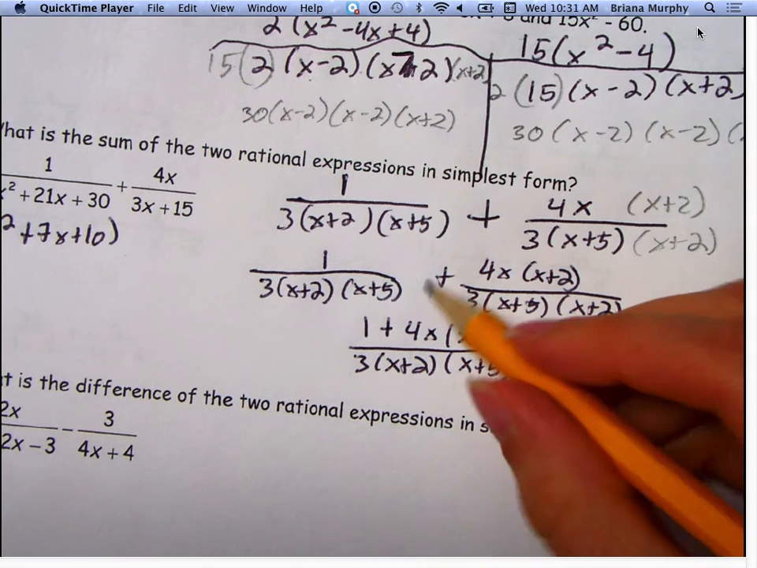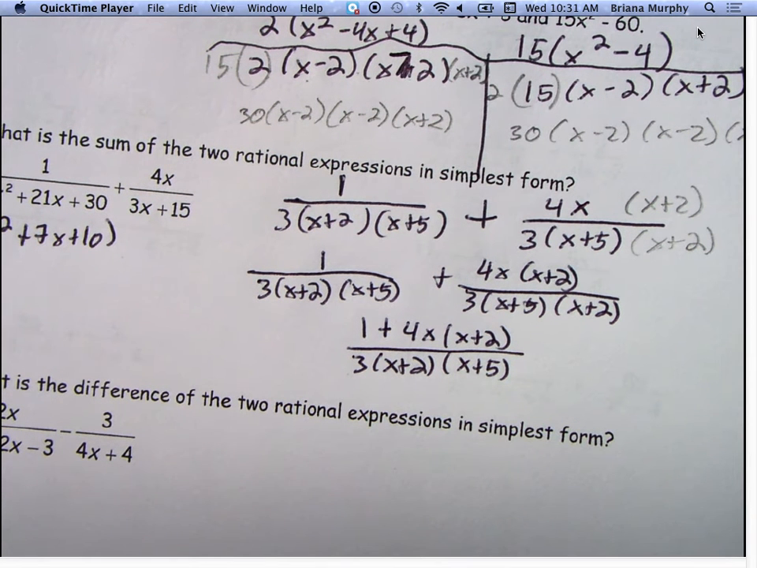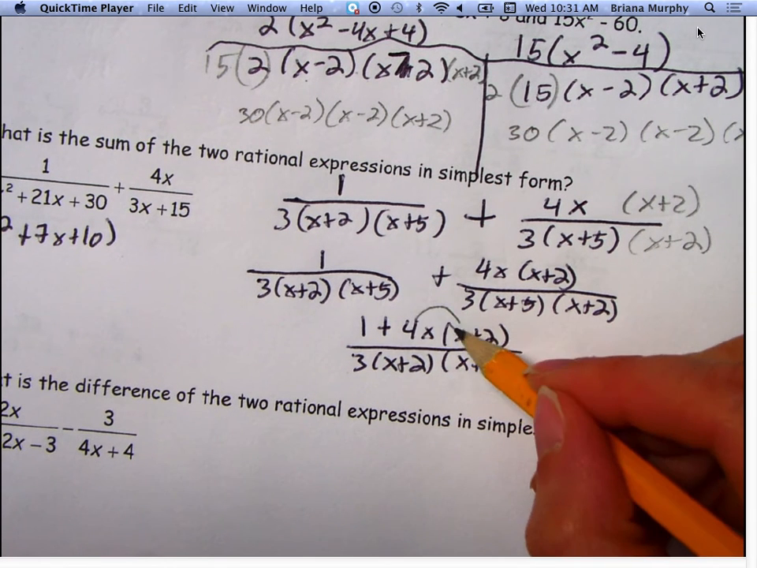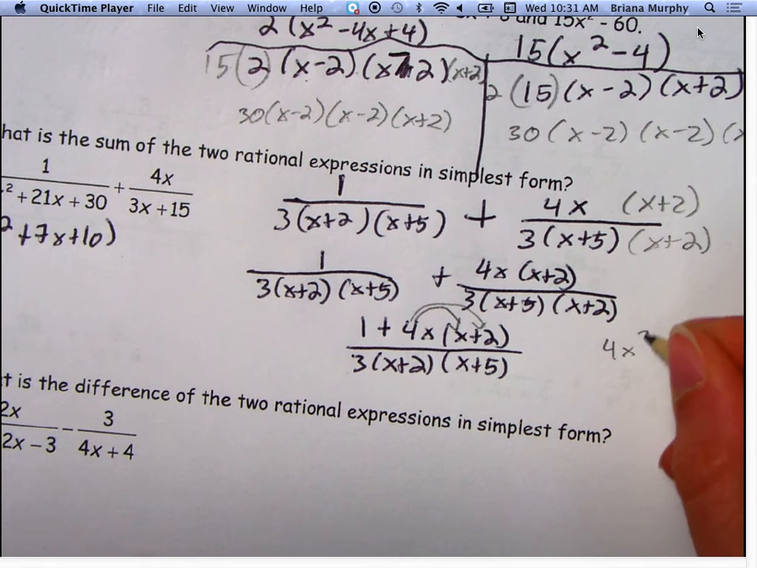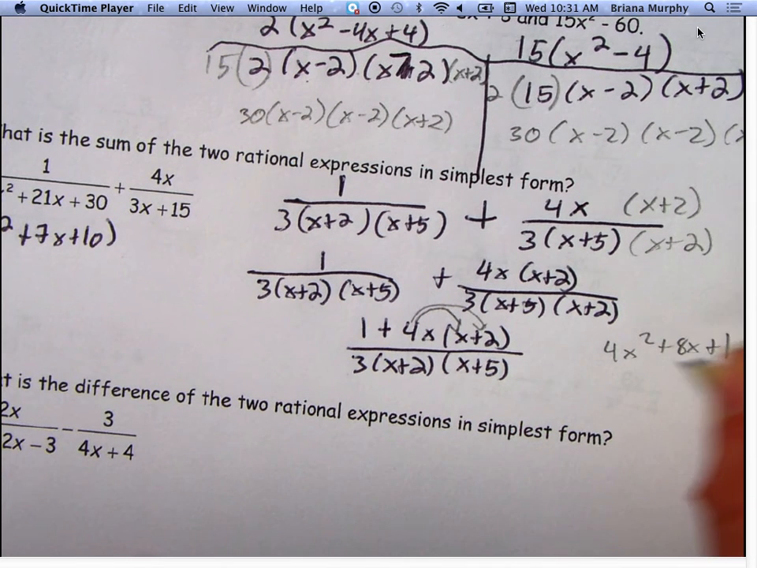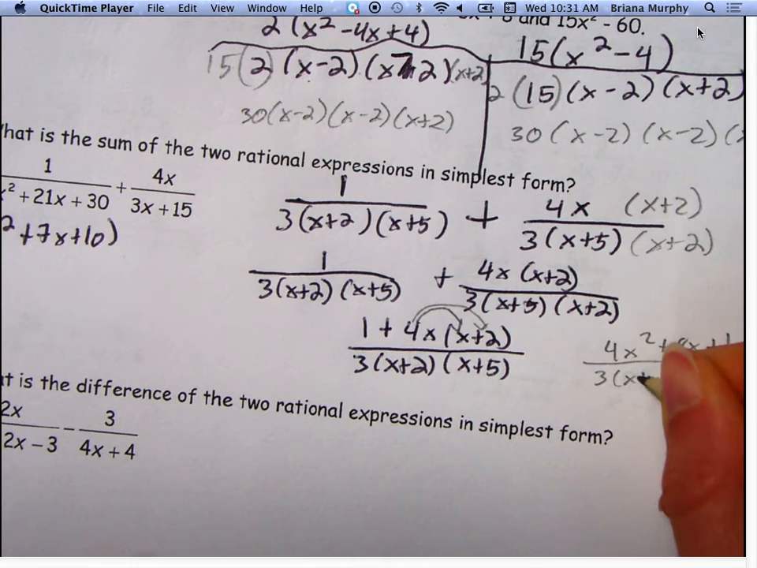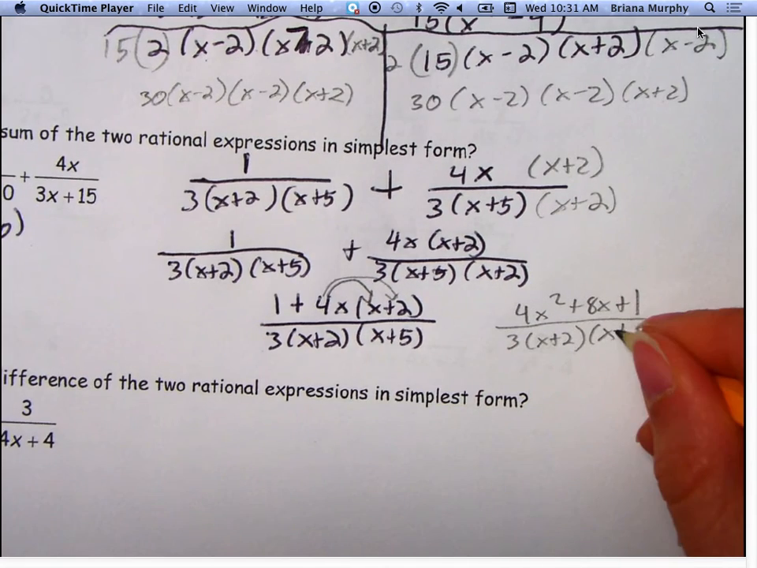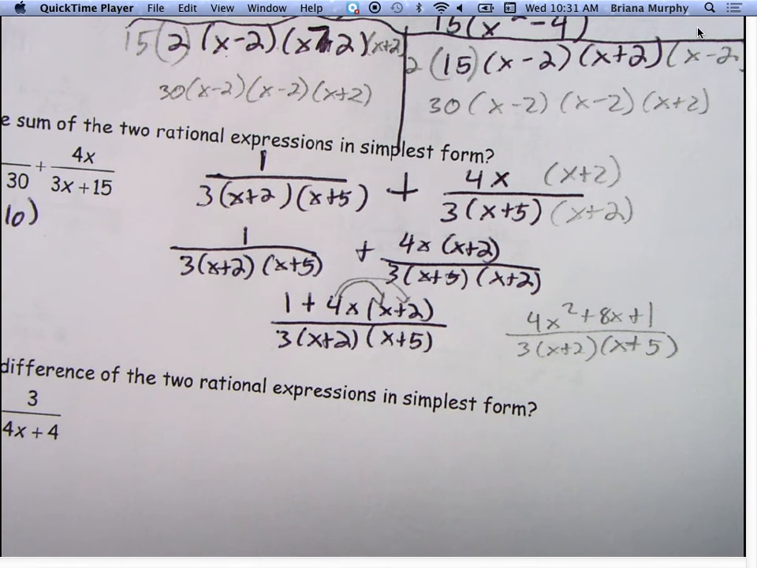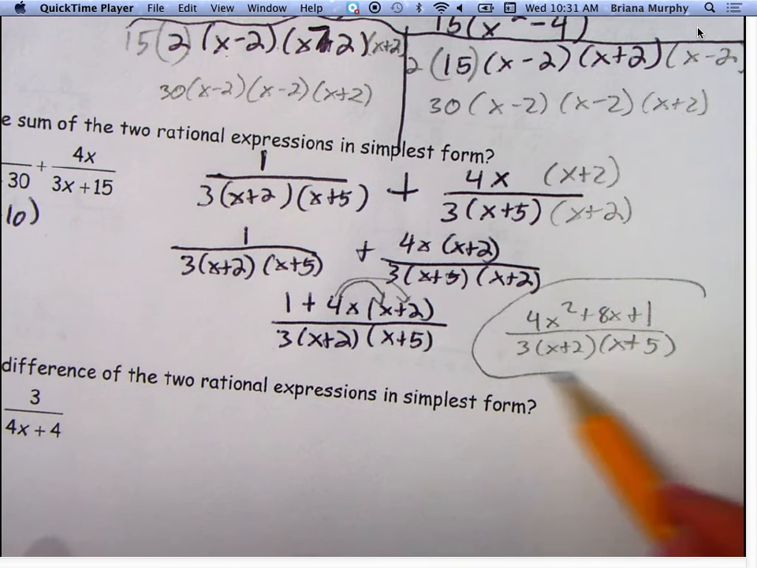The next step is we are going to just distribute that 4x to see if I'm going to get something that's factorable so I can cancel something out. So I'm going to distribute the 4x. And I'm going to end up with 4x squared plus 8x plus 1 all over 3 times x plus 2 times x plus 5. Okay. Is 4x squared plus 8x plus 1 factorable? No. So I'm done here. This is it.